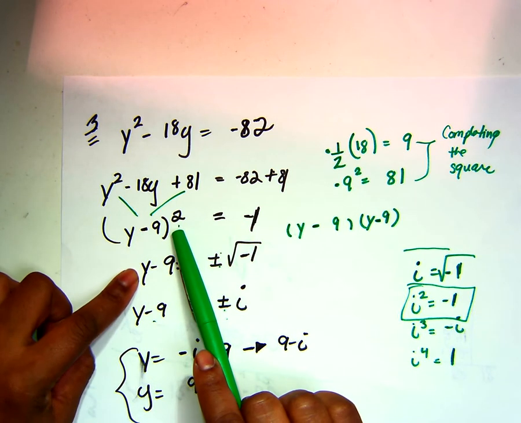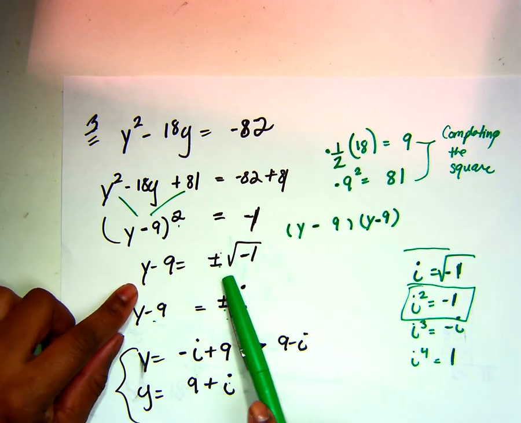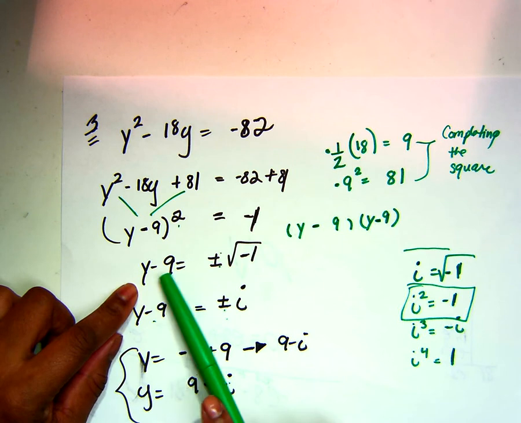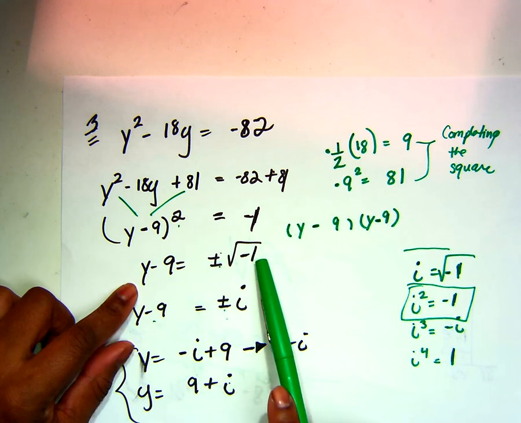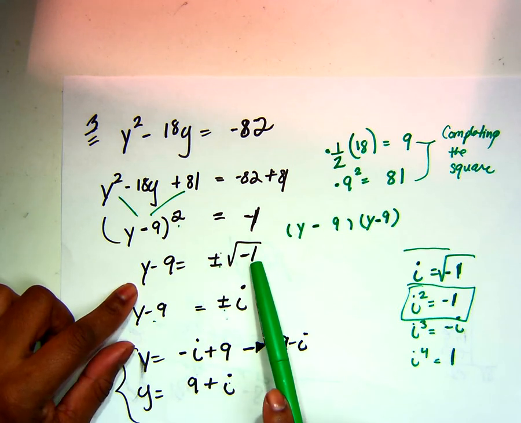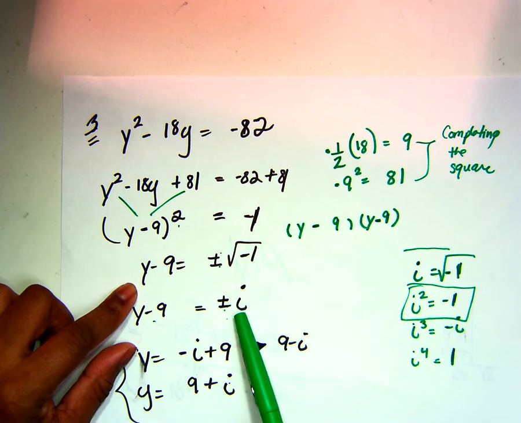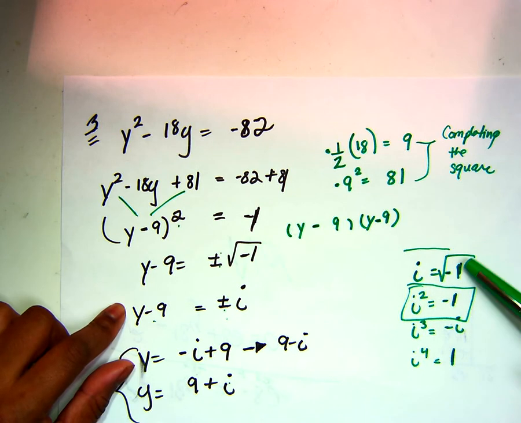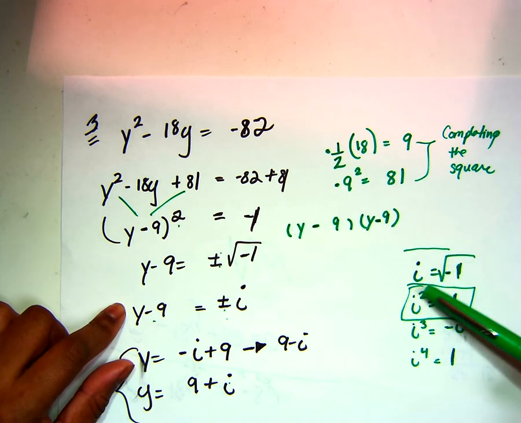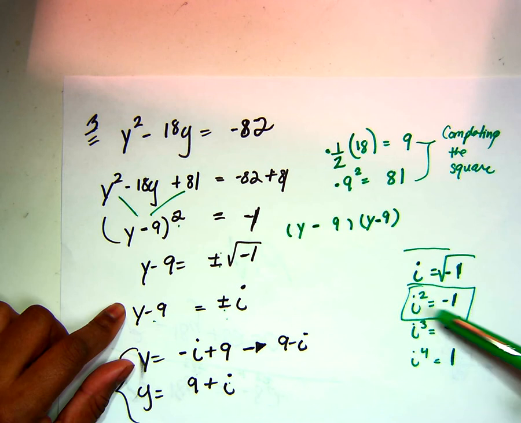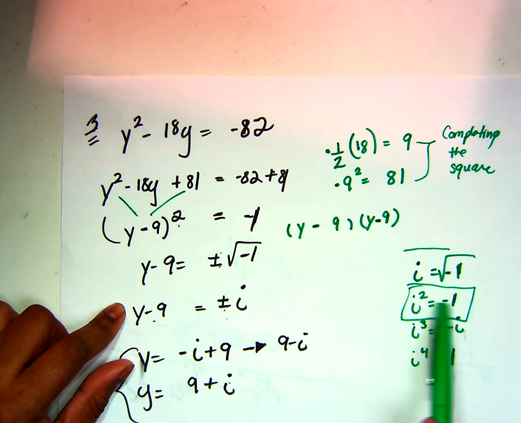To eliminate the square, we're going to take the square root of negative 1. So we got y minus 9 equals plus or minus the square root of negative 1. Negative 1 does not exist under a radical, so we're going to rewrite that and call that i. Here's just a fun fact right here. i is the square root of negative 1. i squared is negative 1. i cubed is negative i. And i to the 4th power is positive 1. The main thing you need to remember is that i squared equals negative 1.